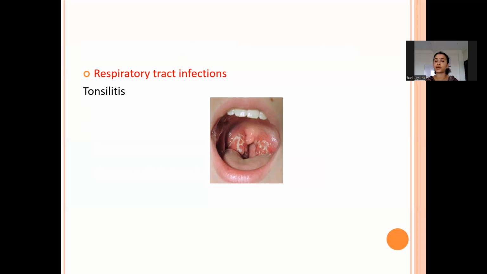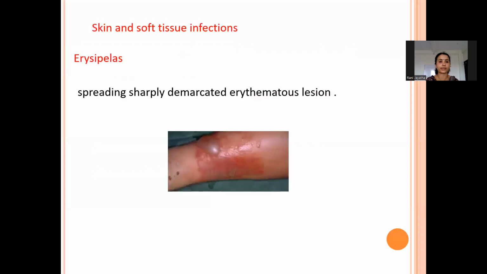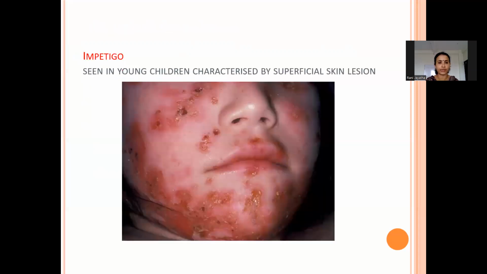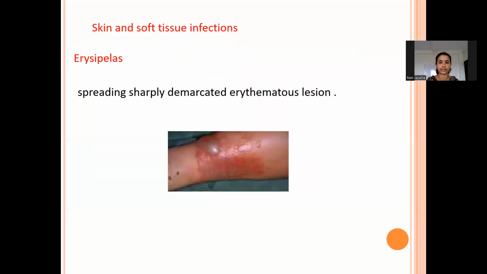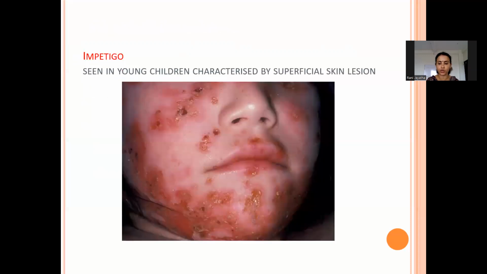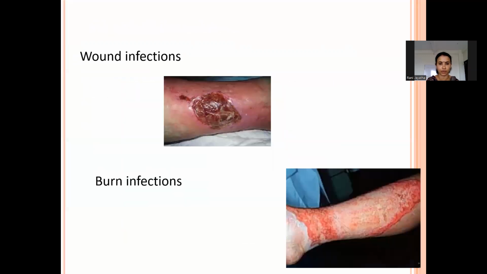Next, respiratory tract infections include tonsillitis. Most of you know about tonsillitis. Sore throat is caused by Streptococcus pyogenes. That is the important disease caused by Streptococcus. Tonsillitis is inflammation of the tonsils. And the other ones, erysipelas and impetigo, have already been discussed, as you can make out here.